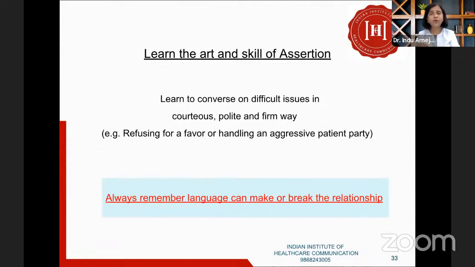And last point on paralanguage is assertion. Of course, I will be discussing this at length in the coming sessions. But just to bring in here, I think this is one thing that we all have to learn. Please, in the name of becoming assertive, you cannot lose courtesy. So your language, your paralanguage and body language has to remain courteous. You have to be polite and firm at the same time.